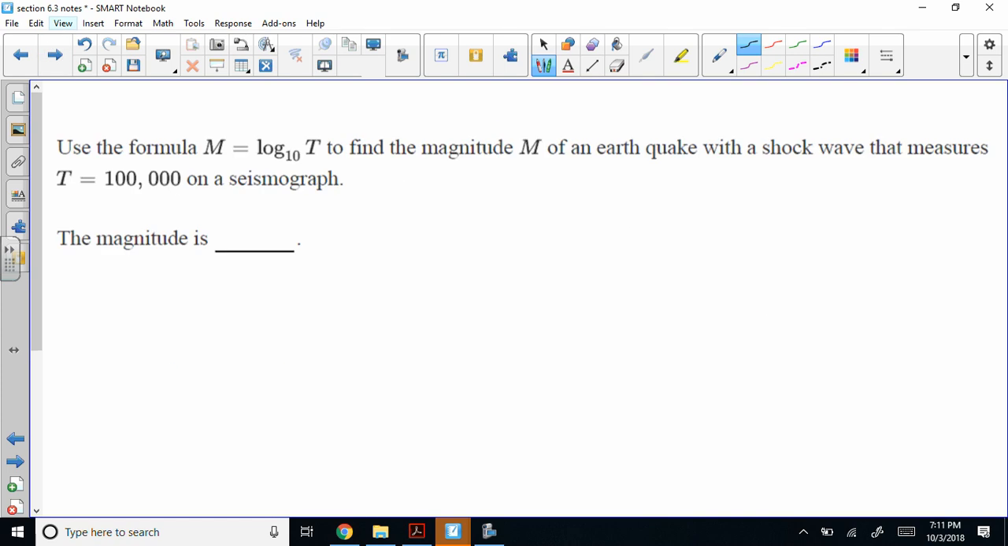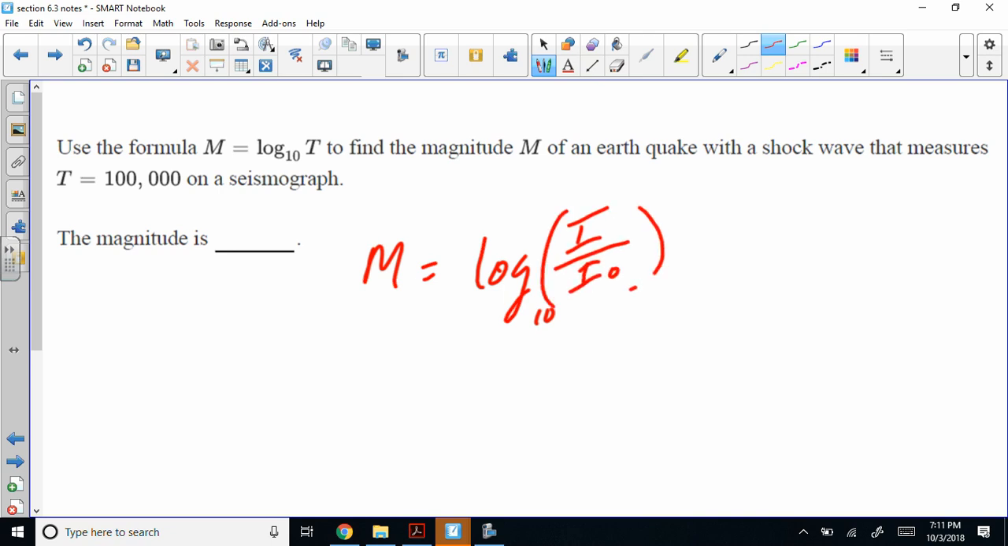All right. Use the formula M equals log base 10 of I to find the magnitude of an earthquake with a shock wave that measures 100,000 on a seismograph. Now, what you have to understand is the magnitude is really the Richter scale, right? So it's log base 10, and we don't even have to put the 10 there. Traditionally, it's this, okay? That's traditionally what you would see.